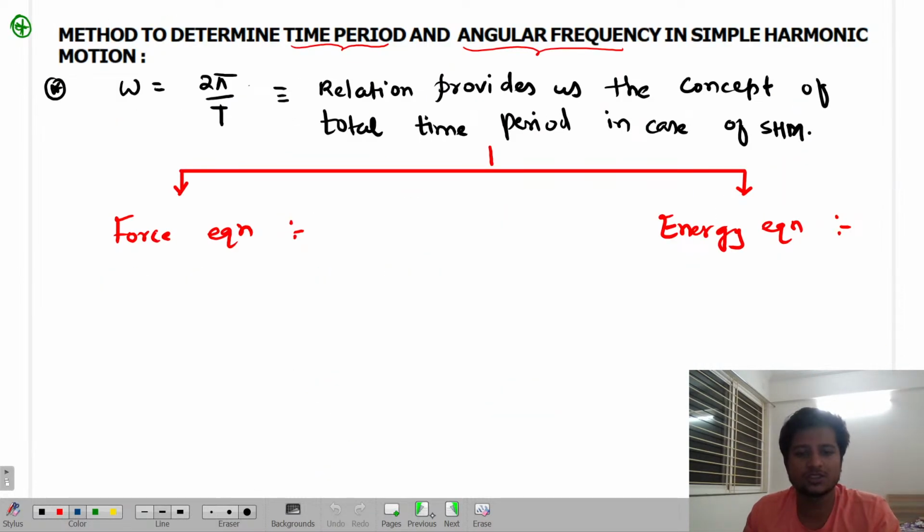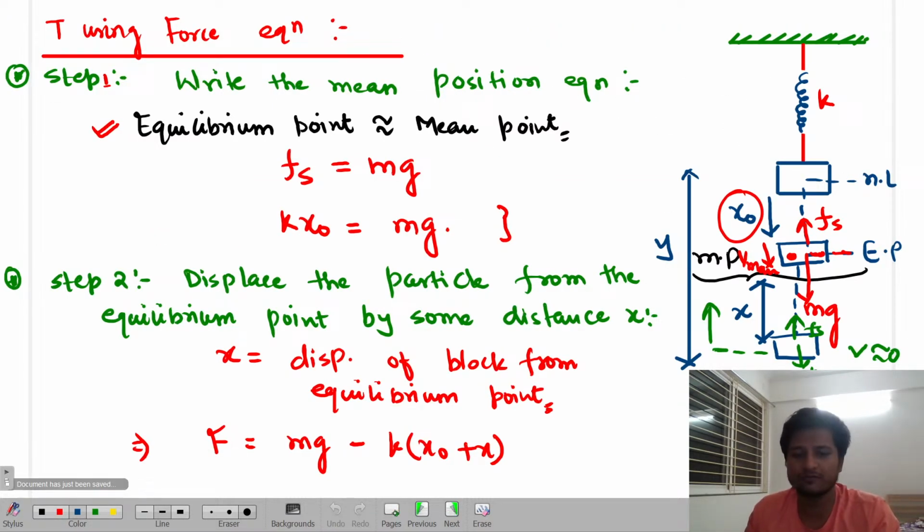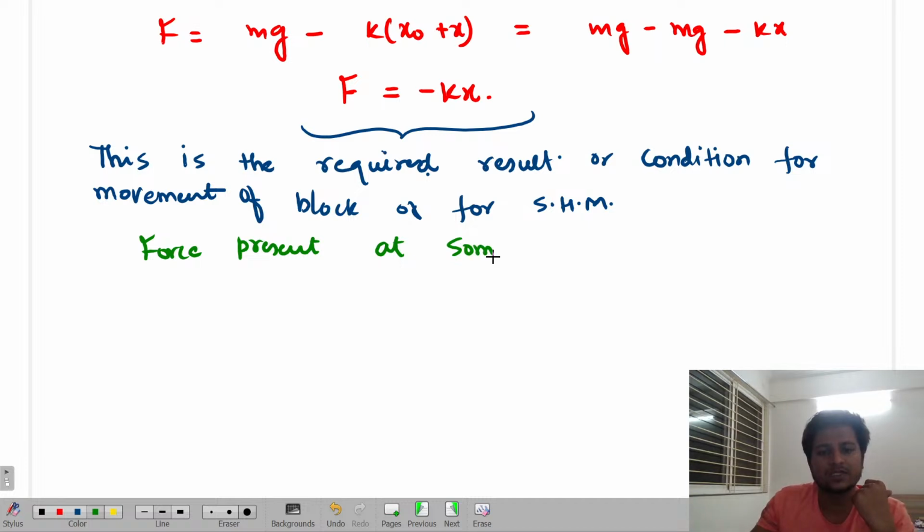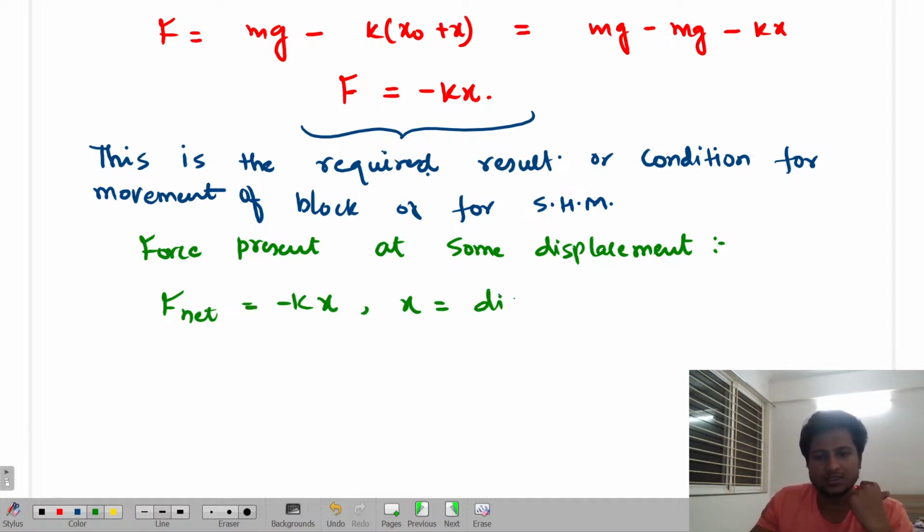Yes, so basically you just follow the previous lectures on spring forces and then you will get to know. Okay, so the force is equal to minus of kx. So basically this is my force present at some displacement, and that too in which direction? That too in upward direction. F is equal to minus kx, this is my net force which is present after displacing the particle by x distance, isn't it?